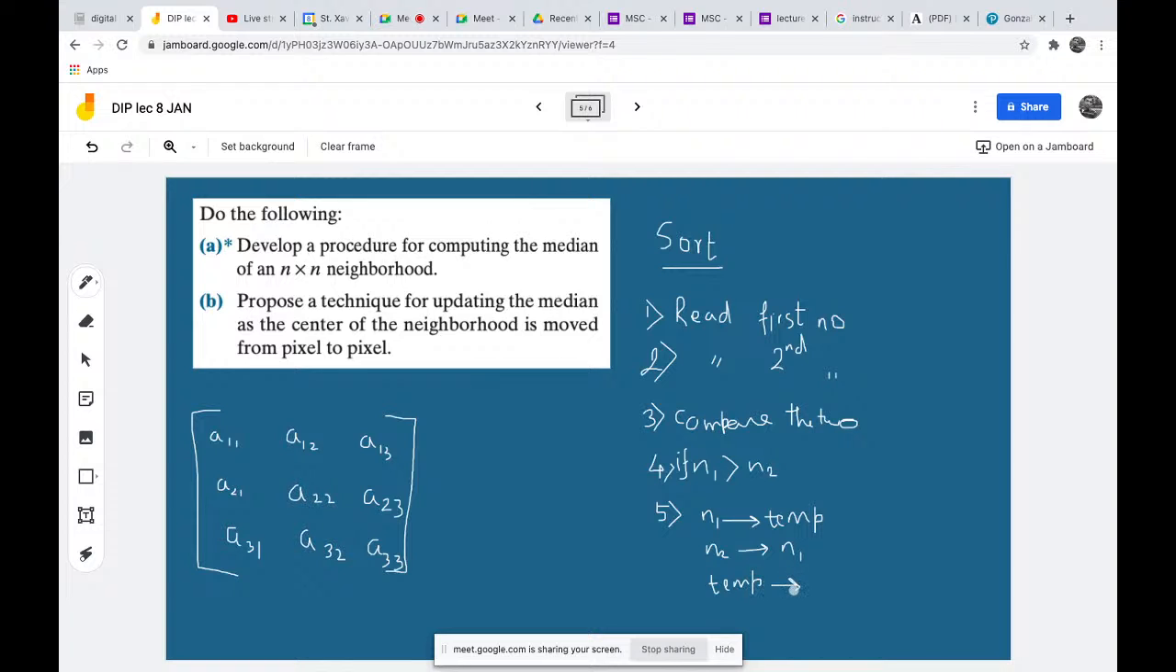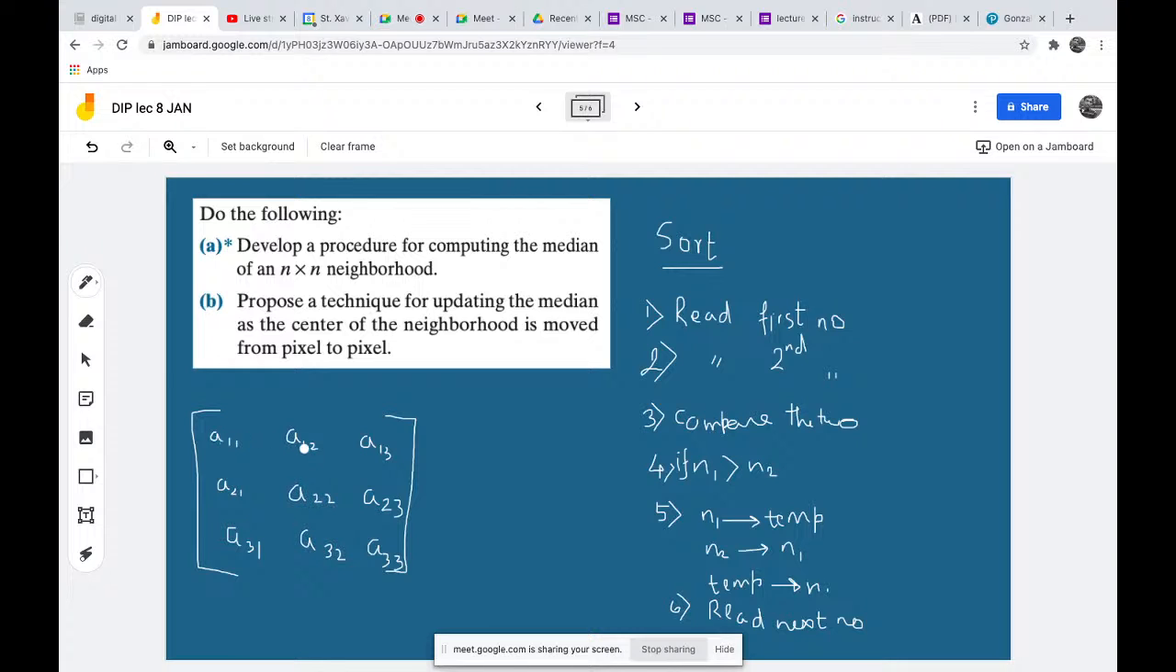and what do you need to do next? Assign it to n2. So this is my swapping. If it is found to be greater, then the next step is, you read the next number. Very straightforward. Take these two for example.